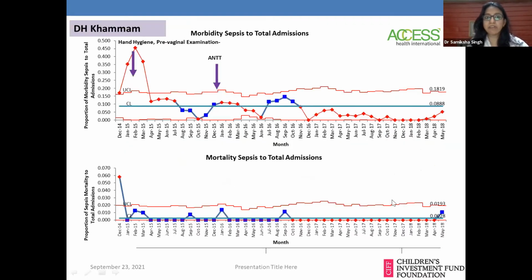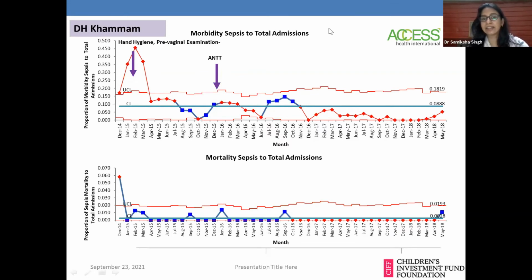This is an example of one hospital. This was done in DH Khammam SNCU. So here, 2014 onwards, this hospital started intervention very early. In 2014, they started intervention for hand hygiene in pre-vaginal examination in labor rooms, and then they started doing intervention for aseptic non-touch technique from early January 2016. That was both in labor room and SNCUs.